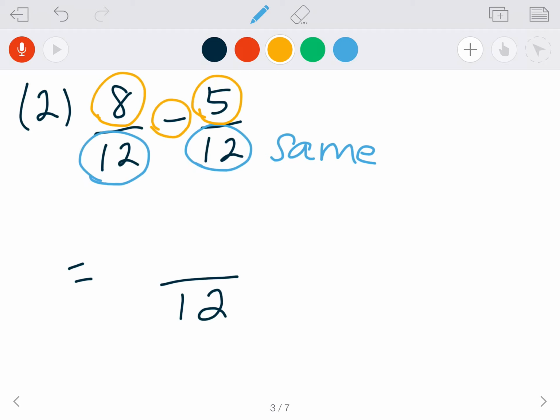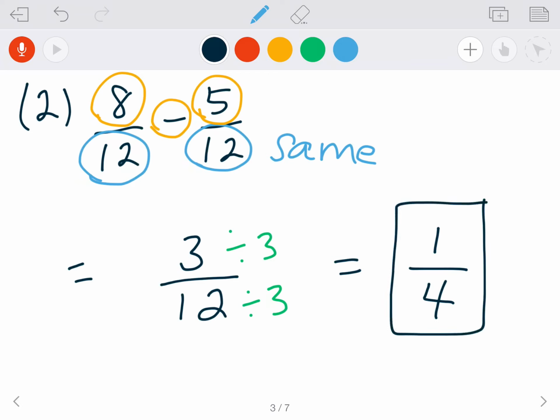And then for our numerators, we have 8 and 5, and we are subtracting this time. So 8 minus 5 is 3. And we can reduce this fraction since 3 and 12 share a common factor of 3. We can just divide by 3. And this will give us 1/4. And that is fully reduced.